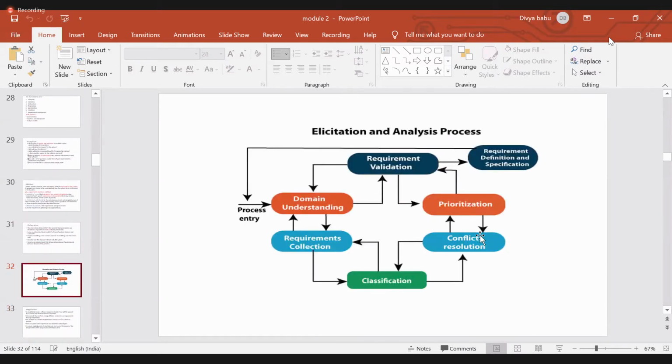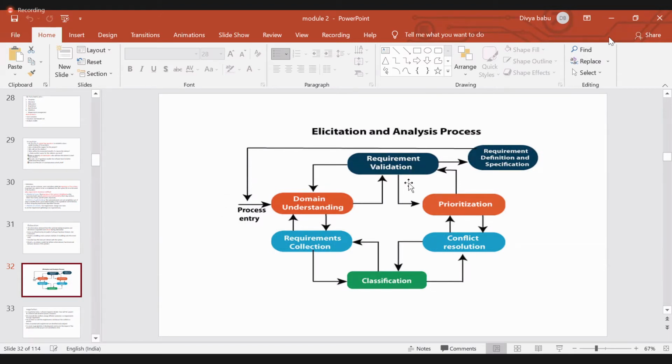This is the elicitation analysis process. You can see first the process entry phase is there, then you come to domain understanding. What is your domain? You have to understand the domain, and based on that you can go for requirement validation. If you don't know the domain, you can't go for requirement validation. Validation means you are checking with the customer. So this process is continuous. You can see this is a cyclic process. It will be there throughout your requirement gathering phase.